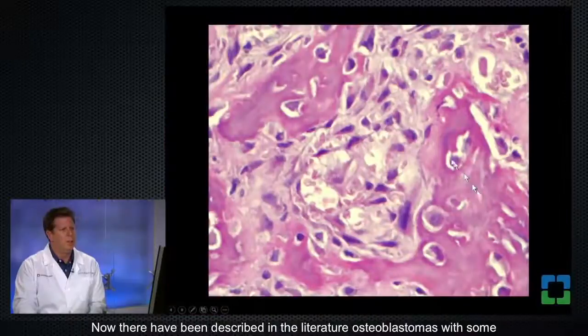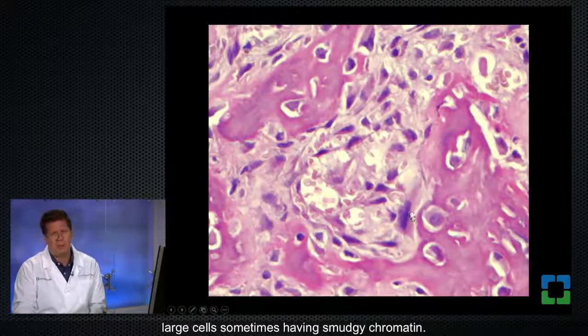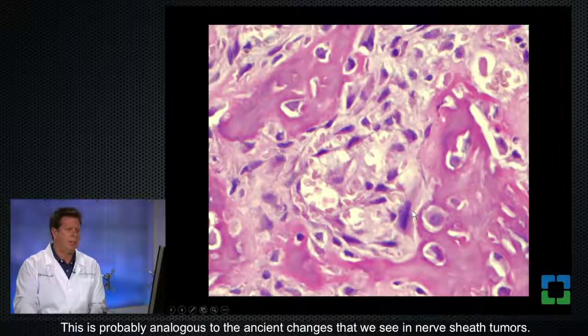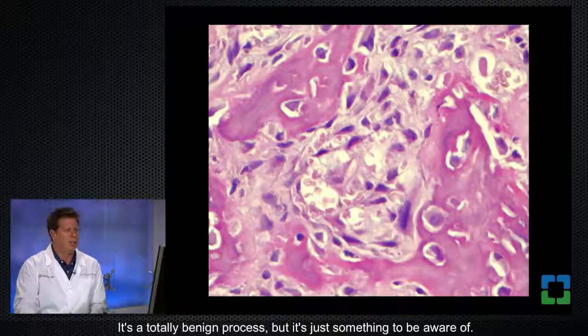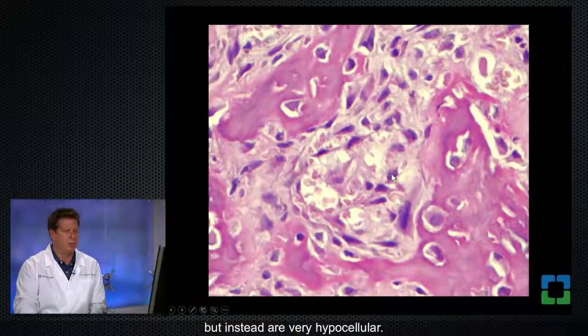Now, there have been osteoblastomas described in the literature with some atypia in the individual cells, as you see here, in large cells, sometimes having smudgy chromatin. This is probably analogous to the ancient changes that we see in nerve sheath tumors. It's a totally benign process, but it's just something to be aware of. Again, notice intertrabecular spaces do not show a population of osteoblastic cells, but instead are very hypocellular.